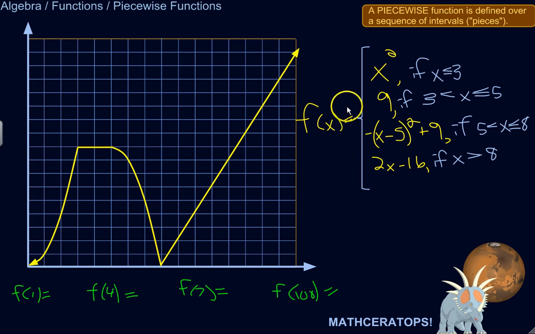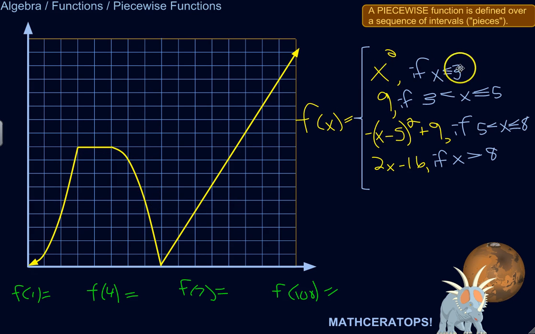It's f of x equals x squared if x is less than or equal to 3, but f of x is 9 if x is between 3 and 5. But it's this different kind of thing if it's negative (x minus 5) squared plus 9 if x is in this certain range. But it's f of x is 2x minus 16 if it's this other certain range. So that's why they look strange. They behave in different ways over different intervals or pieces.